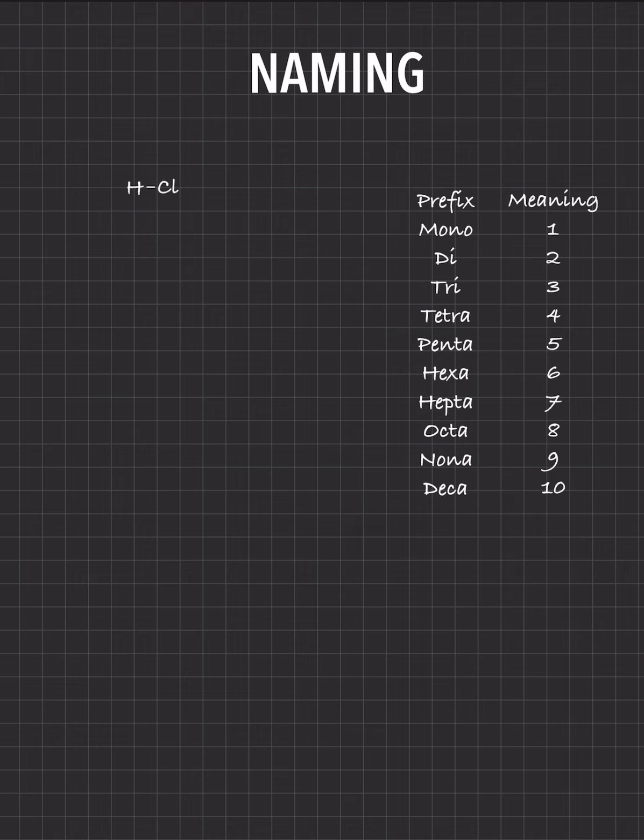So HCl. So you're going to put hydrogen and then chloride. Again, you're not going to say chlorinide. That's going to sound super weird. So you chop off a little bit at the end and then you put IDE.